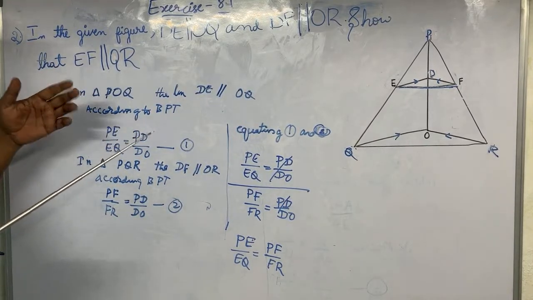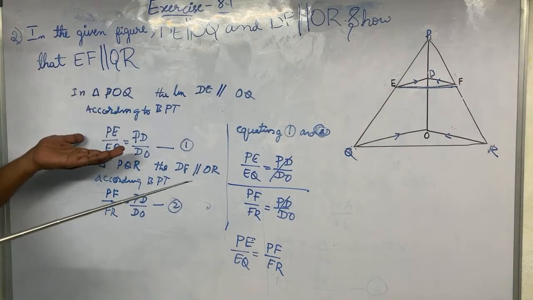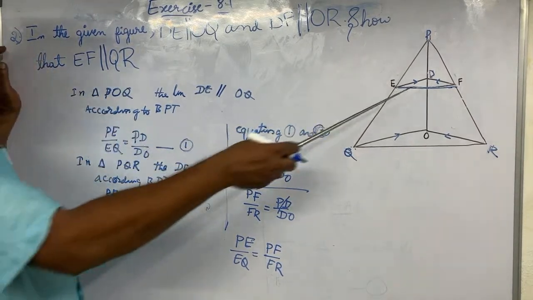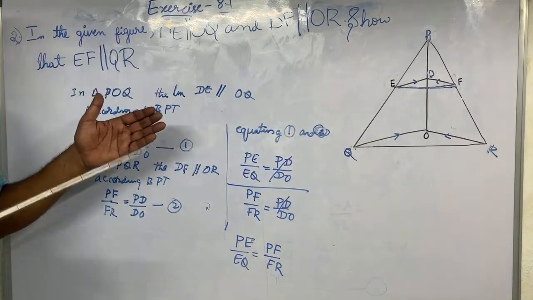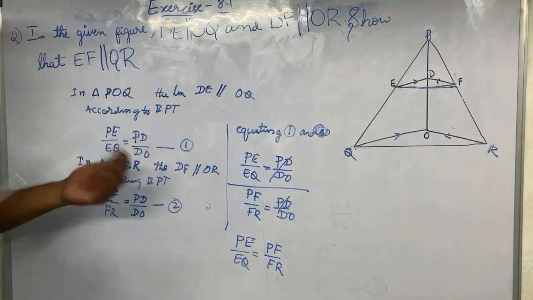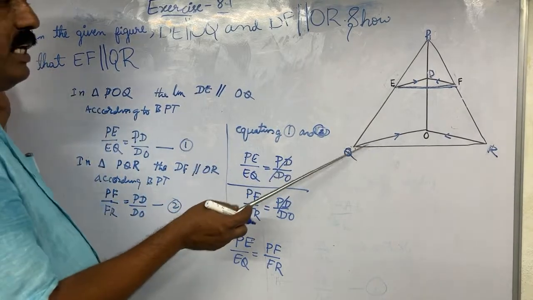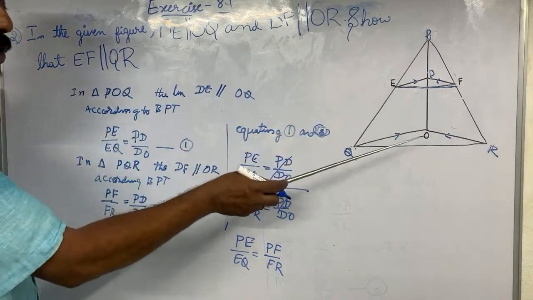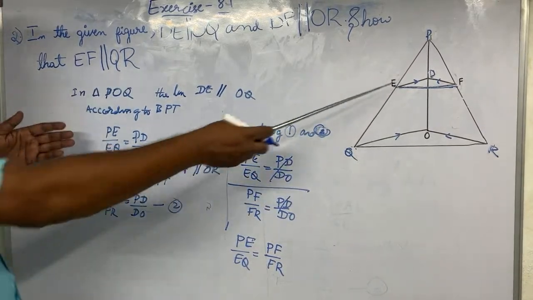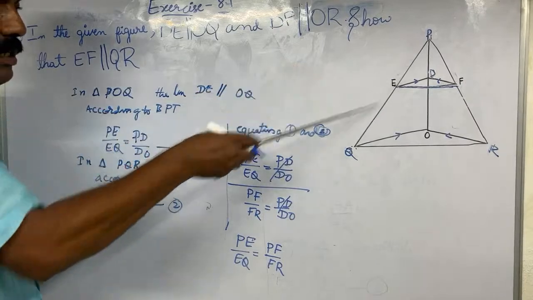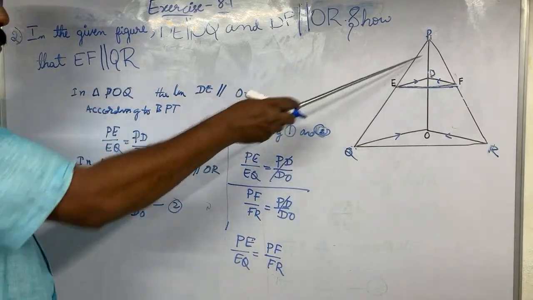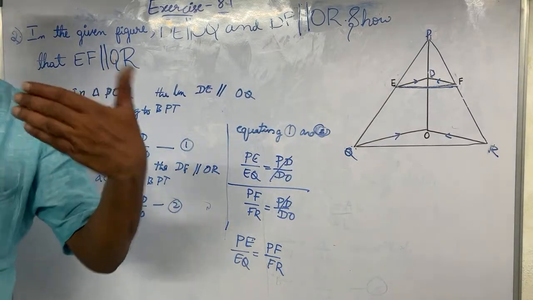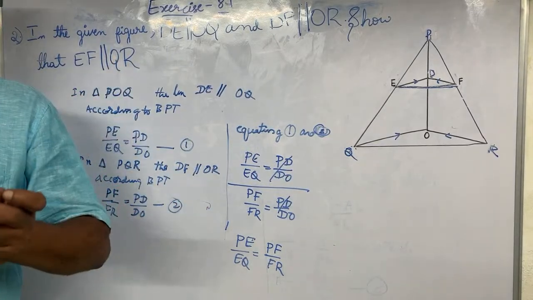According to the converse of the BPT theorem, when the ratios are equal, the line is parallel to the other side. He is asking to show that EF is parallel to QR. Yes, exactly, EF is parallel to QR, because we got the equal ratio here: PE by EQ equals PF by FR. This is the way.